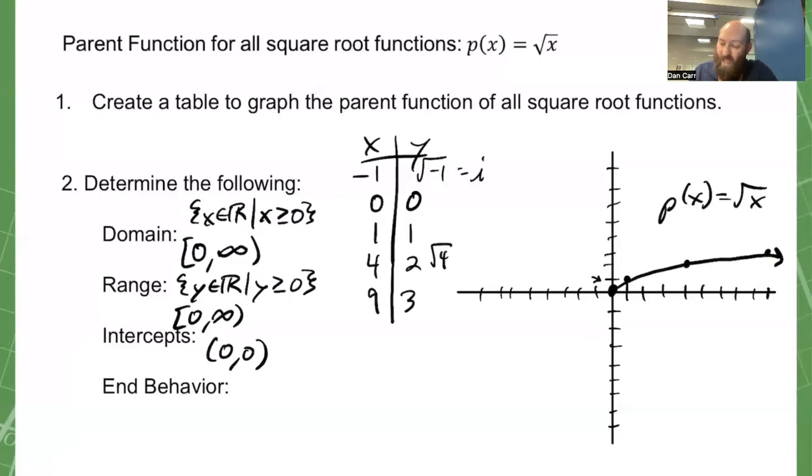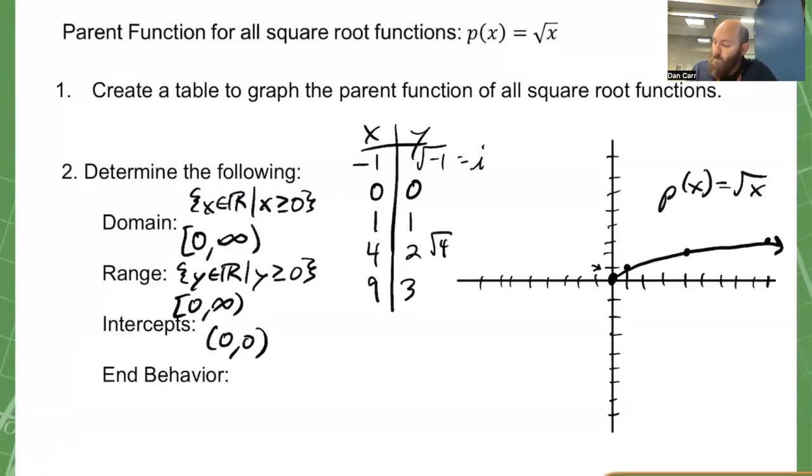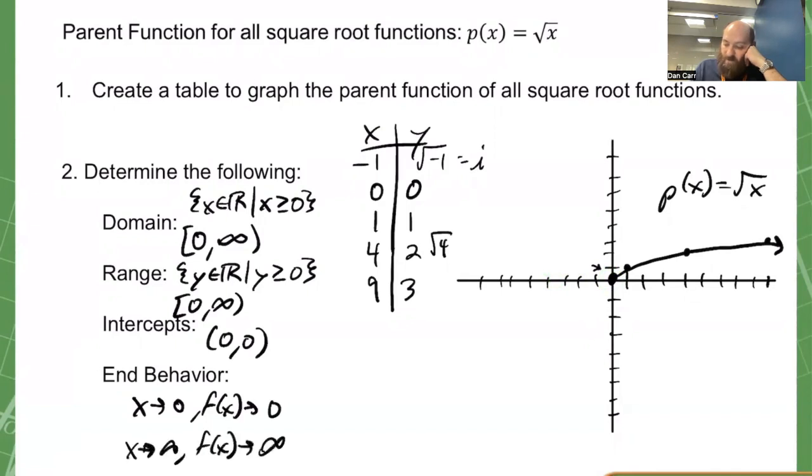For my end behavior, since it's not going forever in the left direction, I'm not going to say that x is approaching negative infinity because it doesn't. If you do anything, you want to say x approaches 0, then f of x also approaches 0. But as x approaches infinity, f of x approaches infinity. We're just describing what happens as I go way off to the right forever. It's going to keep going up forever. So that's the idea of our parent function here.